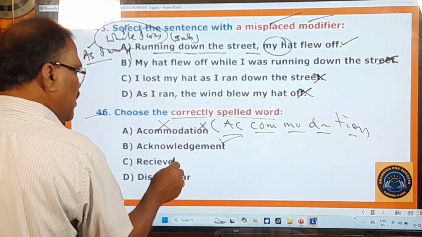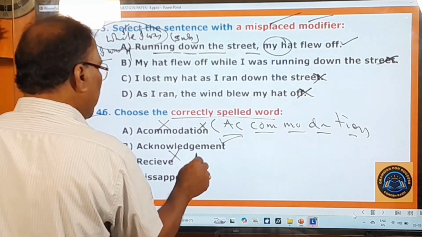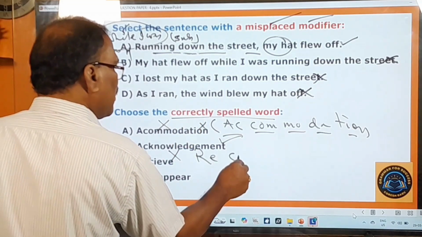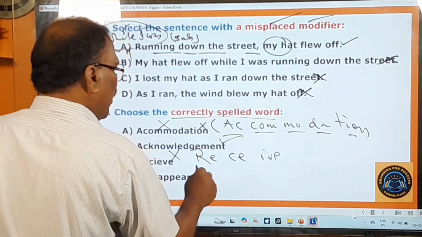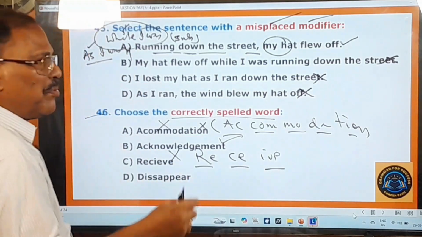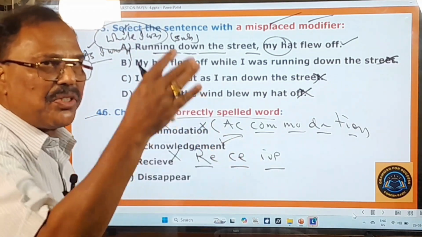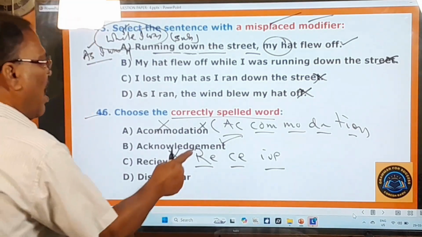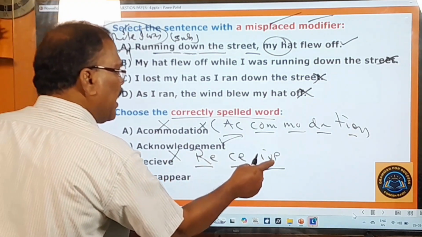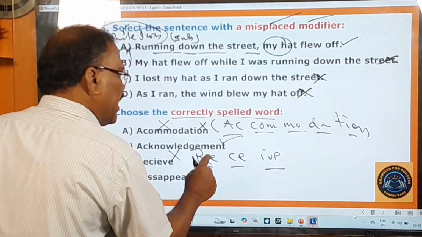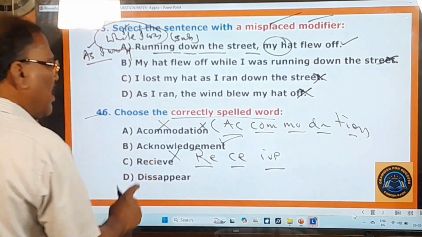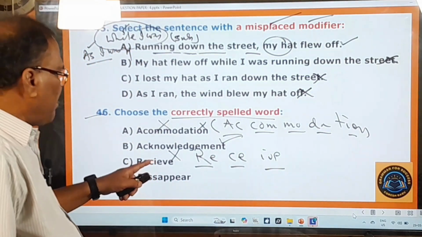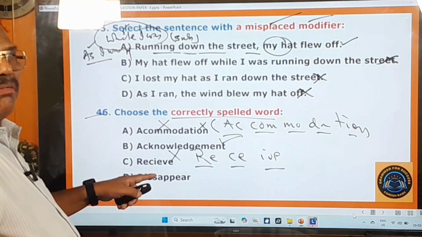Okay, and receive is there. This is also wrong. It is because receive, RECEIVE. Whenever you want to give the spelling for a word, you must cut the word into syllables. I have been telling you this right from the beginning. RE-CEIVE, receive. So most of the people will be writing the spelling of this word receive in a wrong way.